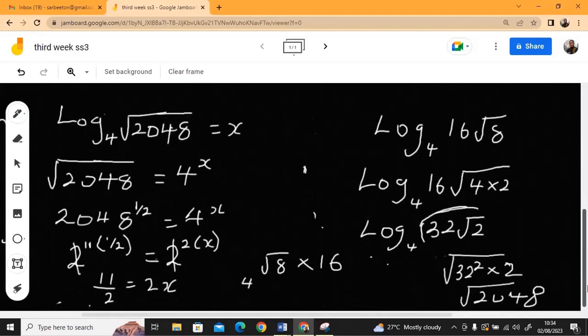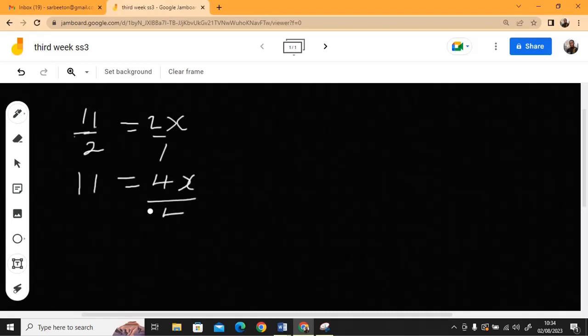Pardon me for this. So we have here 11 over 2 equals 2x. Now I'm going to cross multiply, so I put this over 1. If I cross multiply, that will be 11 equals 4x. So I will divide both sides by 4 to make x stand alone. 4 cancels 4. So it means my final answer is what?